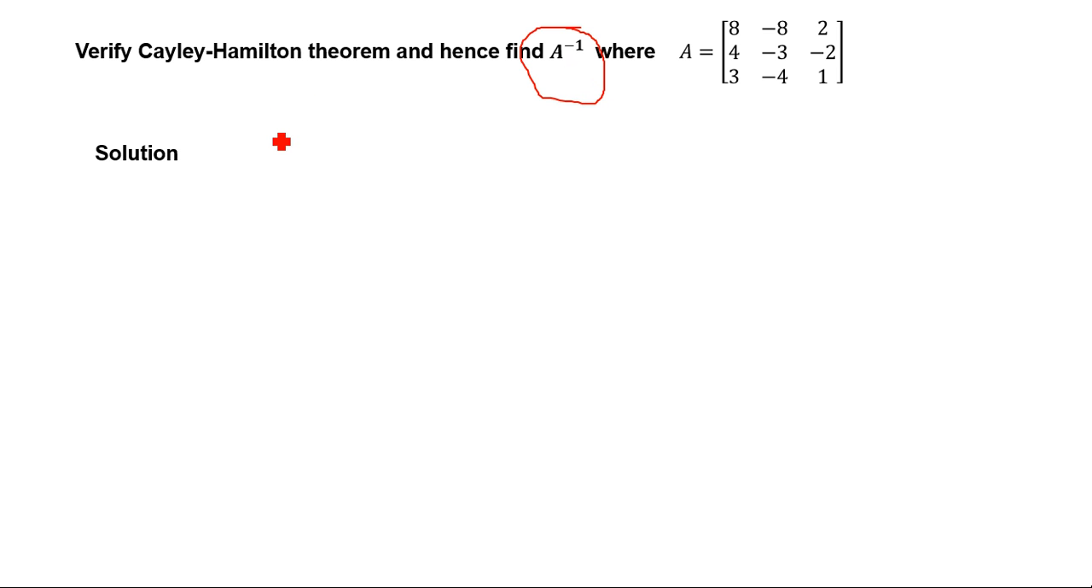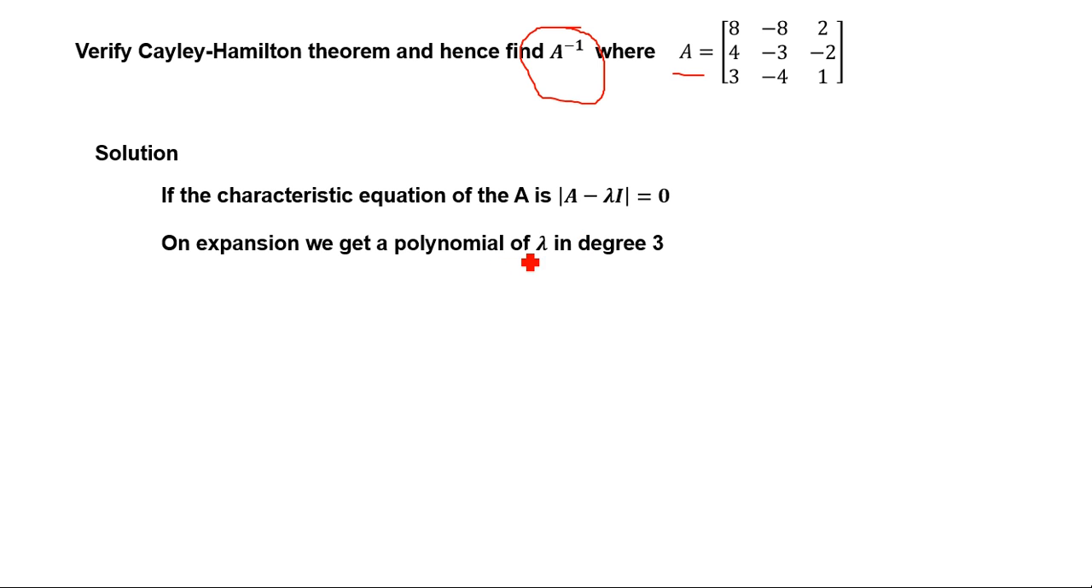See the solution. What is the first step? For the Cayley-Hamilton theorem, we have to find the characteristic equation. What is the characteristic equation here? Mod A minus lambda I equal to 0, where A is the given matrix, lambda is the scalar, I is the identity matrix.